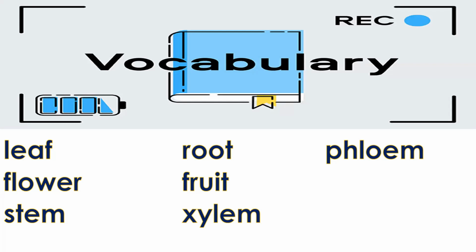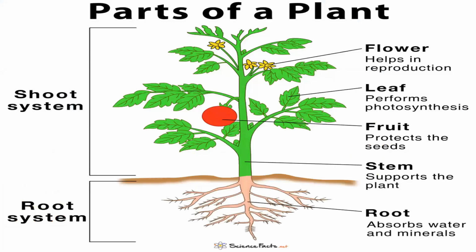Okay, this time I want you to repeat after me. Say leaf, flower, stem, root, fruit, xylem, phloem. Okay, so these are the parts of a plant.